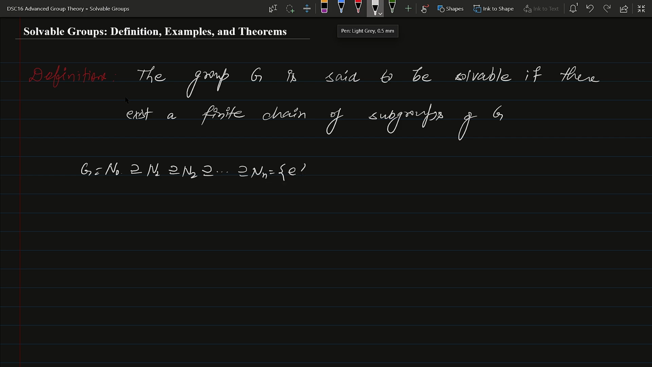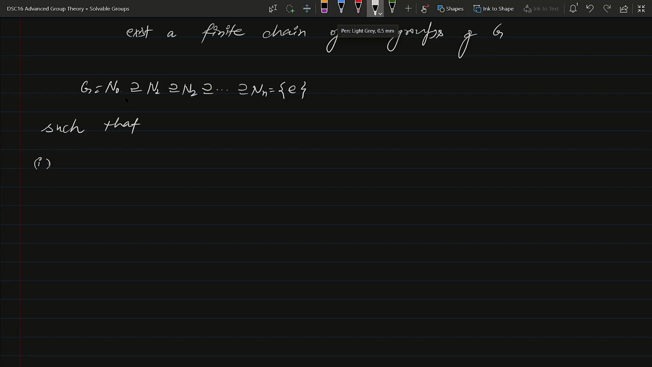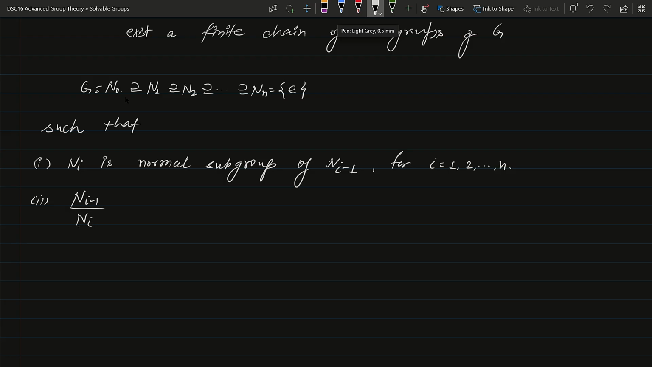contains Nn that has to be equal to identity, such that it follows three conditions. The first one is given by the normality: each Ni is a normal subgroup of its preceding one, Ni minus 1, for i equals 1, 2, and so on up to n. Since each Ni is normal in Ni minus 1, we can talk about Ni minus 1 over Ni as a quotient group.